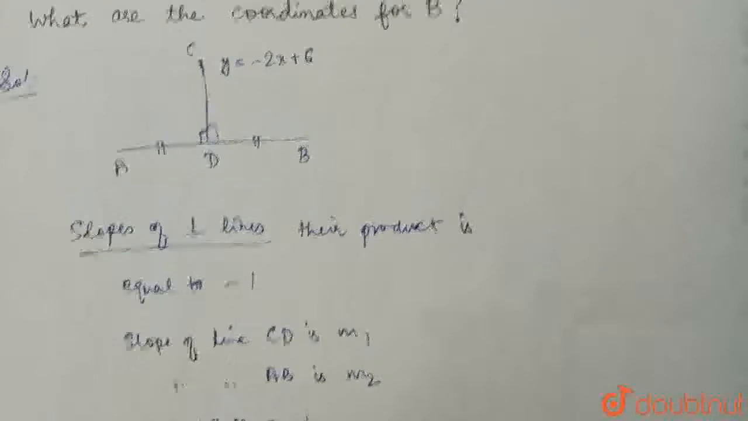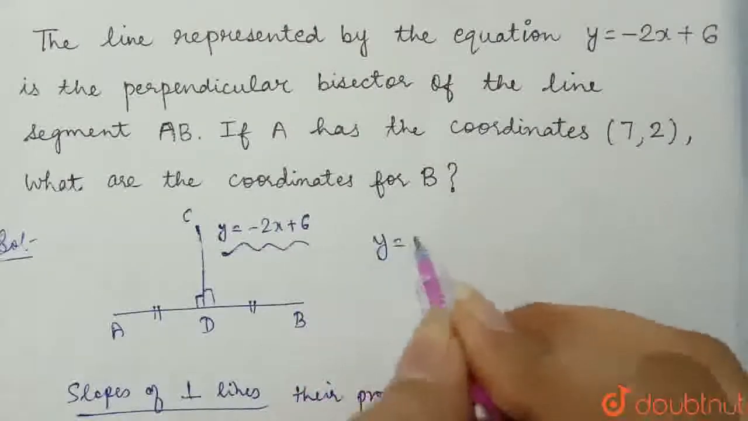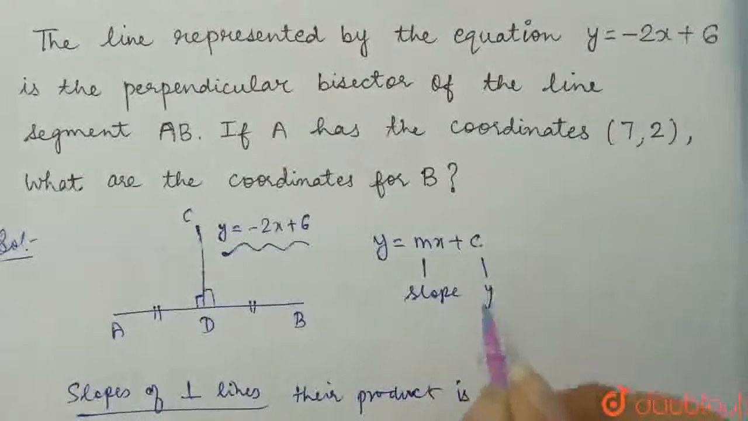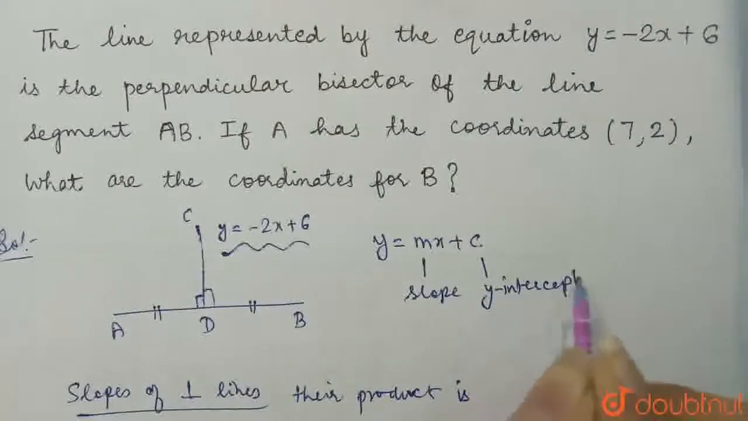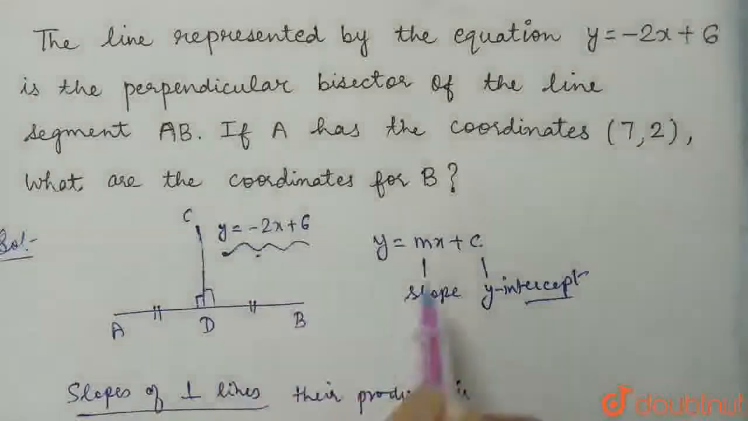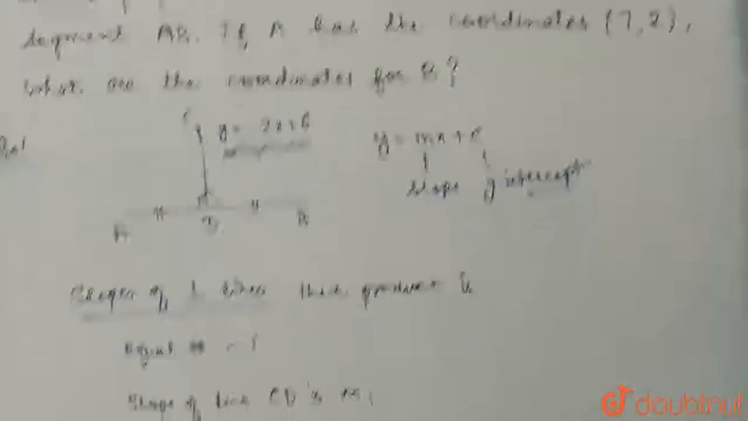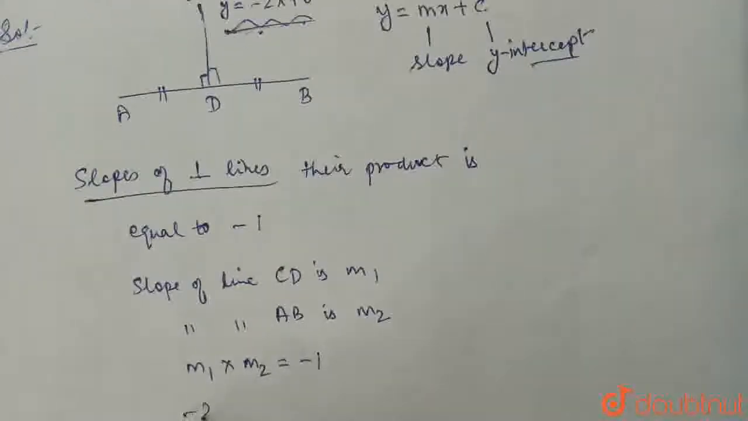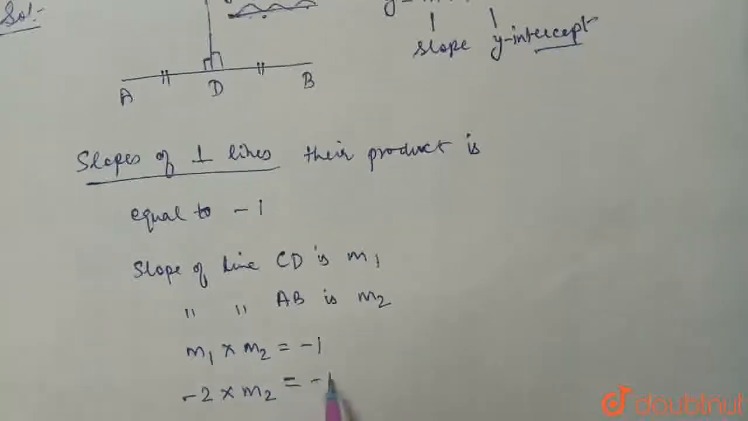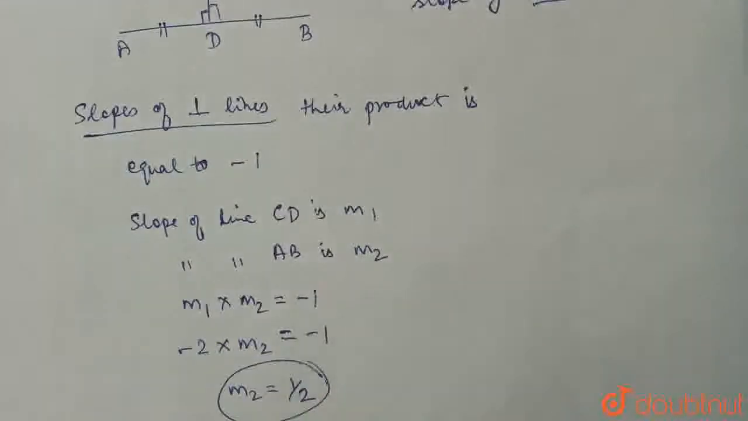So now if we compare this equation with the general form of the equation, that is y is equal to mx plus c, where m is the slope of the line and c is the y-intercept of the line. Y-intercept means the point where it cuts the y-axis. So now if we compare both these equations, we get that the slope of line CD is minus 2. So m1 is minus 2, and if we want to calculate m2, the slope of line AB, m1 times m2 is equal to minus 1. So m2 will be equal to half, that is the slope of line AB is half.